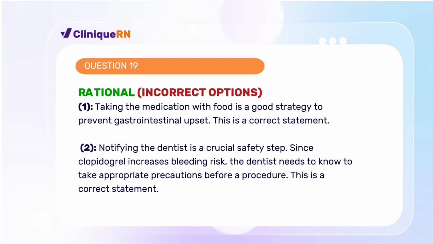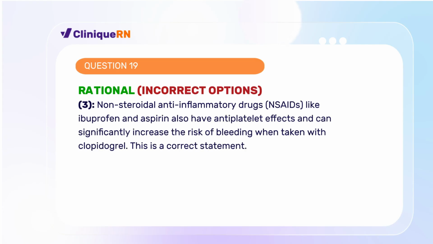Incorrect option 1. Taking the medication with food is a good strategy to prevent gastrointestinal upset. This is a correct statement. Incorrect option 2. Notifying the dentist is a crucial safety step. Since Clopidogrel increases bleeding risk, the dentist needs to know to take appropriate precautions before a procedure. This is a correct statement. Incorrect option 3. Nonsteroidal anti-inflammatory drugs, NSAIDs, like ibuprofen and aspirin, also have antiplatelet effects and can significantly increase the risk of bleeding when taken with Clopidogrel. This is a correct statement.